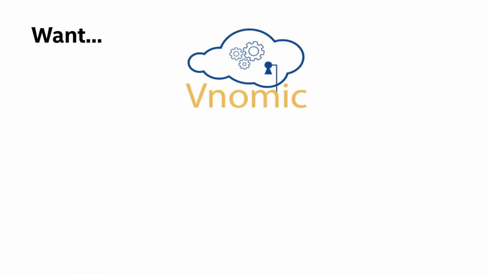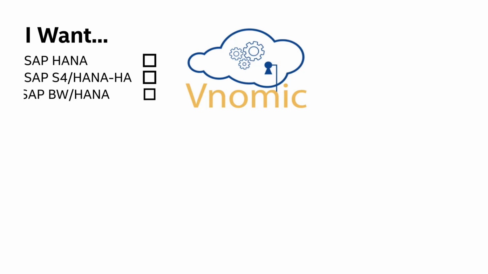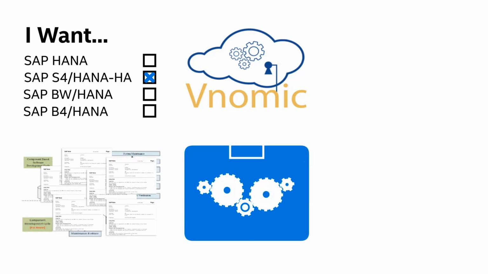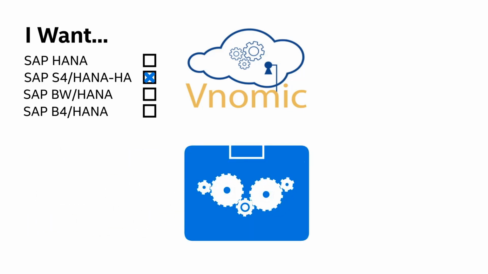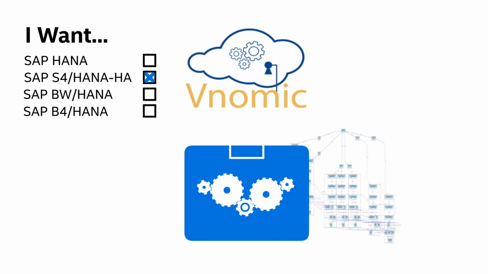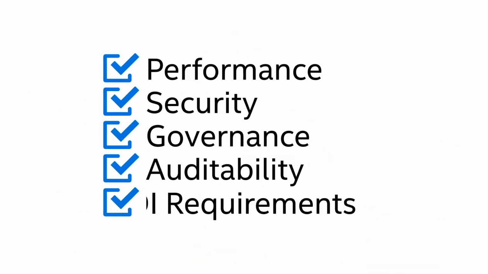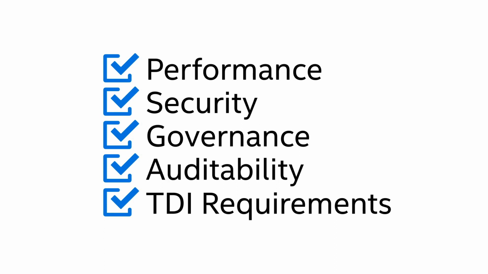Vnomic, working closely with SAP and Microsoft, has developed a new approach using models to capture all relevant SAP notes and Microsoft best practices. Vnomic then uses these models as building blocks to automatically compute and provision a complete SAP landscape on Azure with zero touch that meets all of the customer's SAP and Azure requirements, including performance, security, governance, auditability, and HANA TDI requirements.